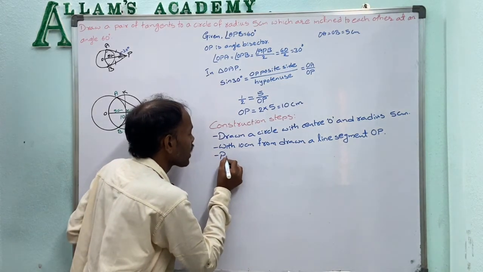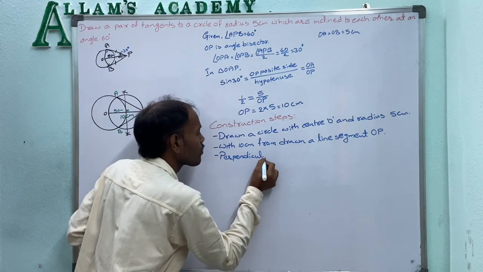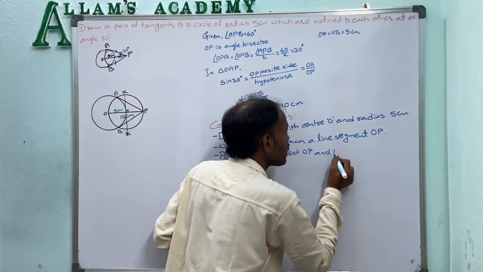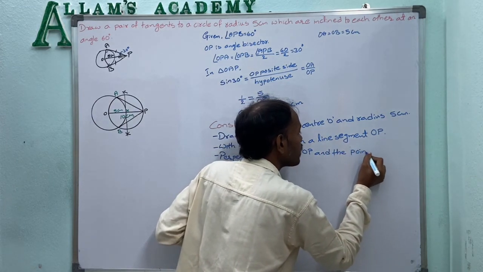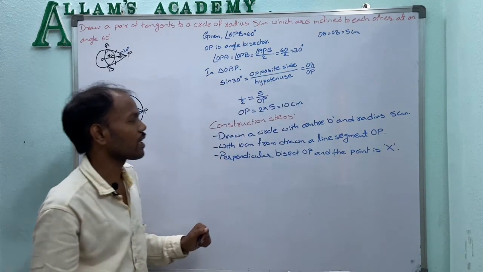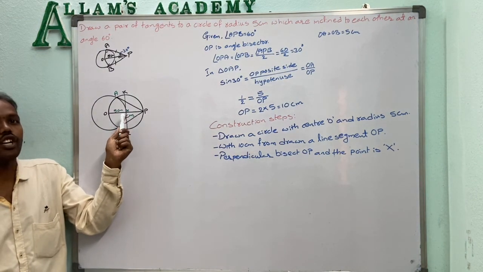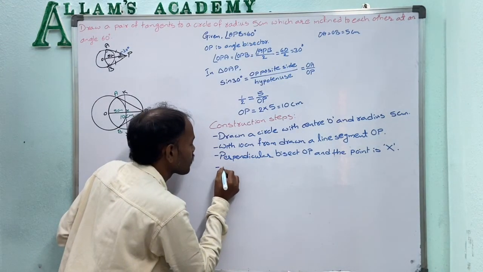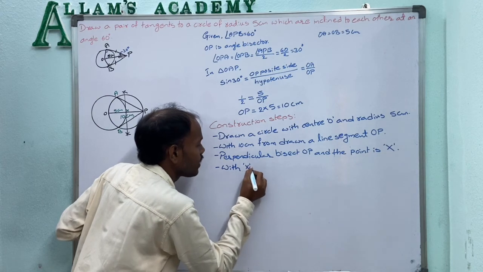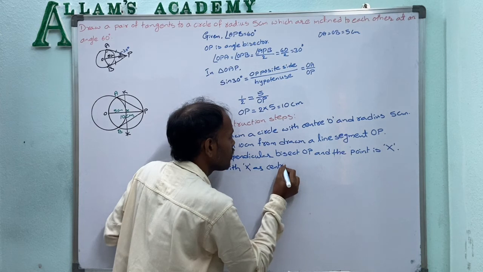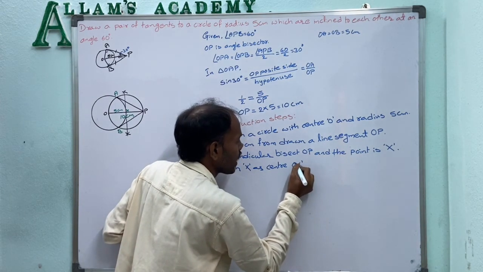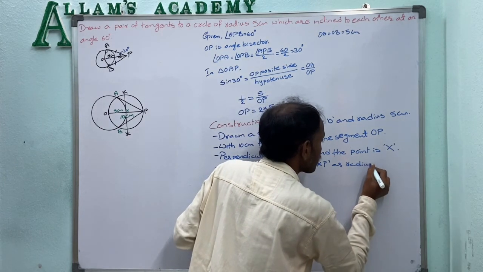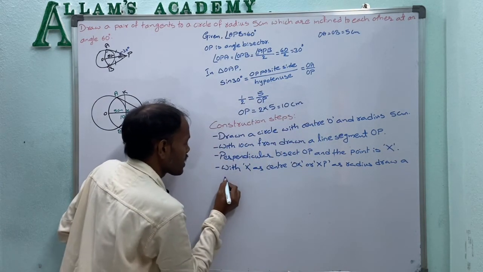So perpendicular bisect OP, and the bisecting point is X. Now with X as center and OX or XP as radius, draw a circle.